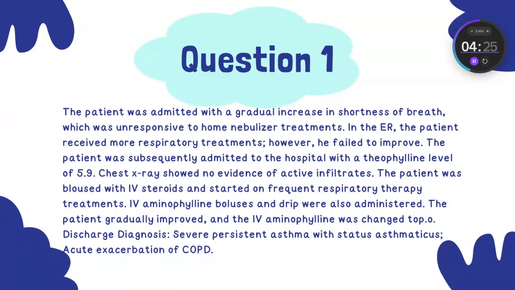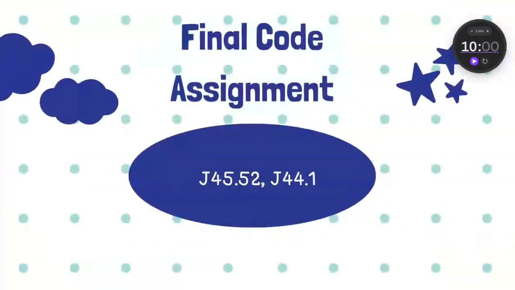All right, so that was a good 5 minutes. And so here are the codes. So we have the status asthmaticus and the COPD exacerbation, J44.1. Any questions on this one? All right, on to the next one.